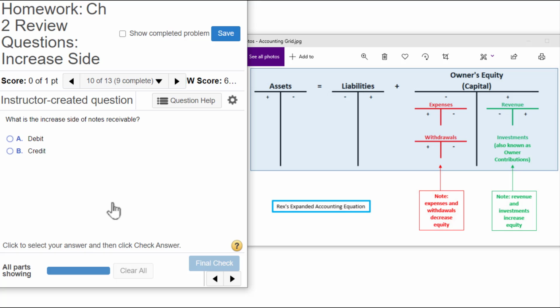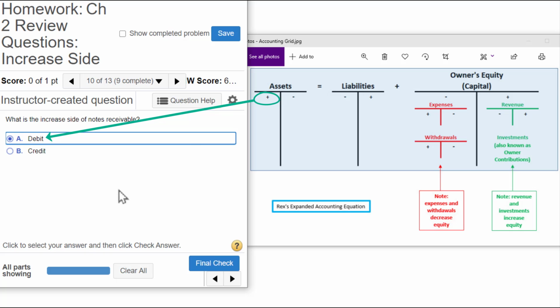What's the increase side of notes receivable? So we have to know what type of account notes receivable is. Since it says receivable, that means it's an asset. We're going to receive something in the future. The plus side is on the debit side.